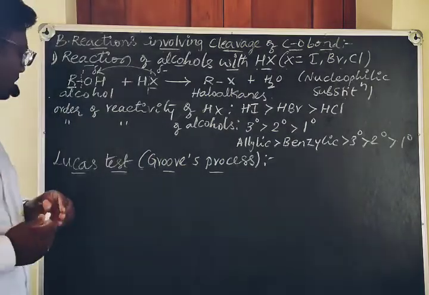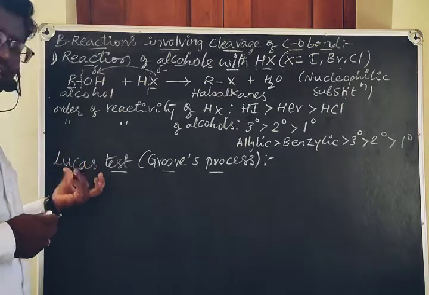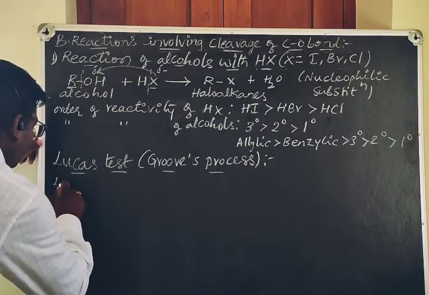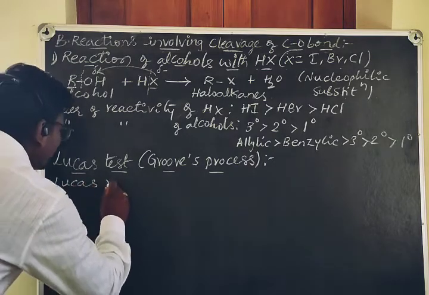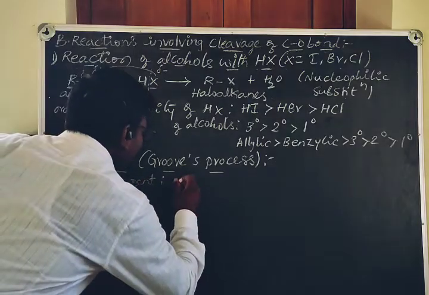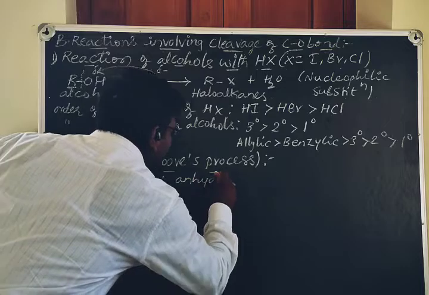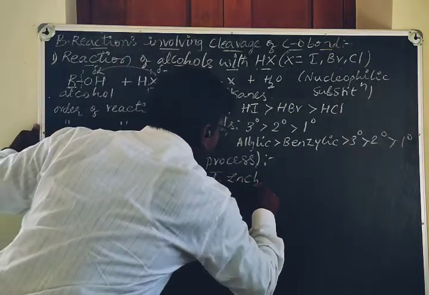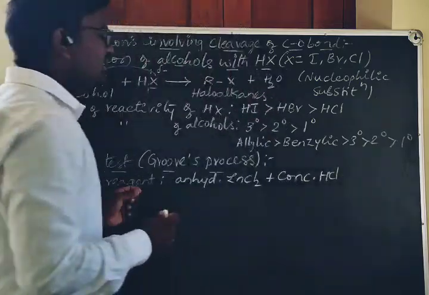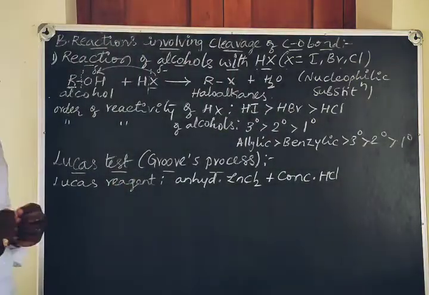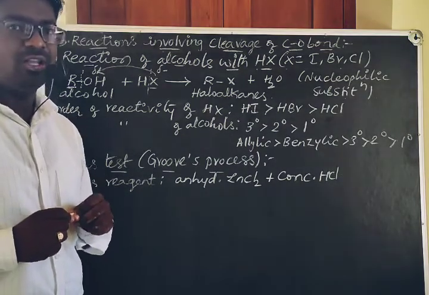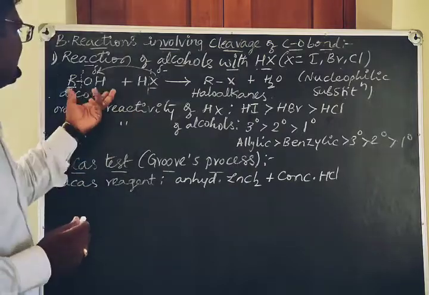Let's see how. What is the reagent used in the Lucas test? We use Lucas reagent. What is that Lucas reagent? It is nothing but a mixture of anhydrous zinc chloride plus concentrated HCl. This is the reagent we are going to use in the test, and this reagent is called the Lucas reagent. Then we shall consider a simple reaction like this.